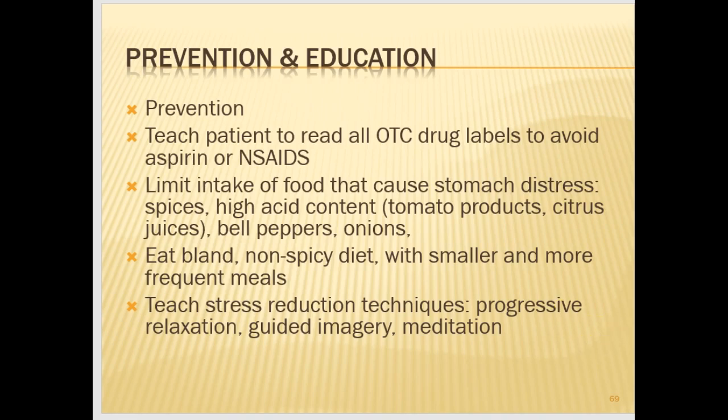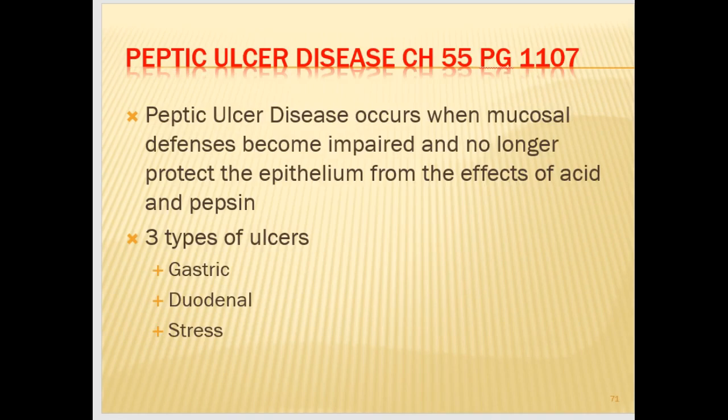You limit the intake of foods that cause stomach distress: spices, things that they know particularly for themselves, high acid content, tomato products, citrus juices, all these things. Each patient is different, but sometimes you find things in common that happen to each of them. They need to keep a diary and understand what it is that triggers gastritis for them. I didn't want to go over all the drugs, but on page 111 of the 9th edition, chart 55-3, you will see a list of the medications, okay?